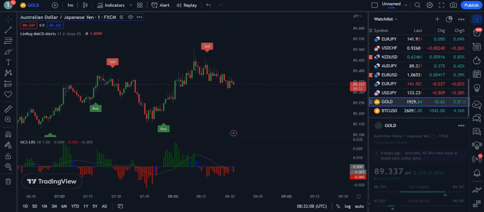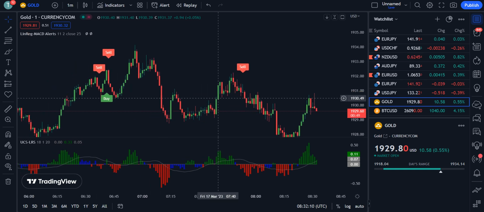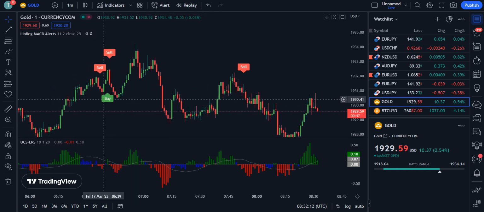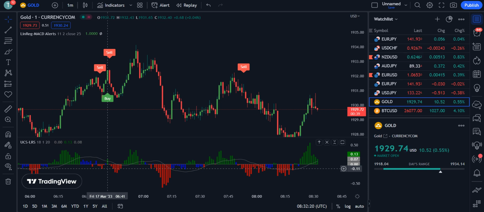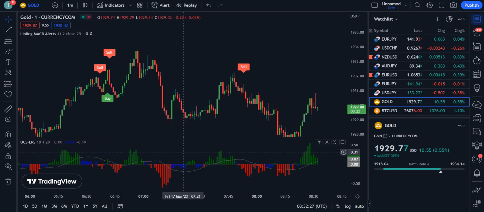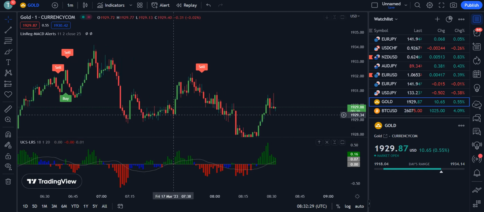If we see in any other market, let's see in the gold. As you can see, the linear regression MACD alert has given us a buy signal. Okay, we have to look towards our linear regression slope, as it has made only one candle, so we will avoid trading this signal. We have to wait for another signal to be traded.